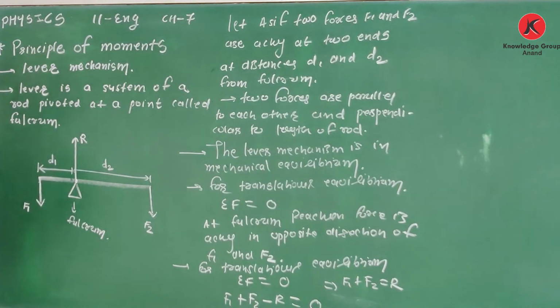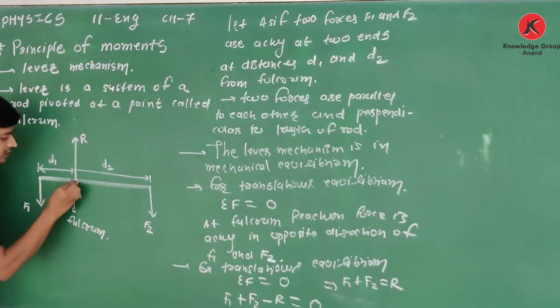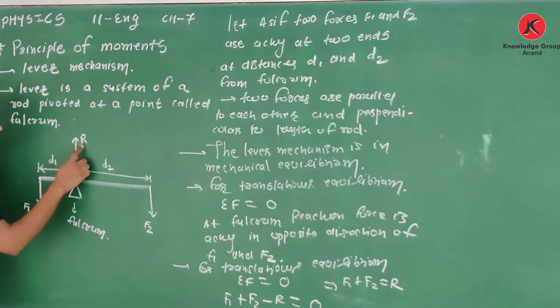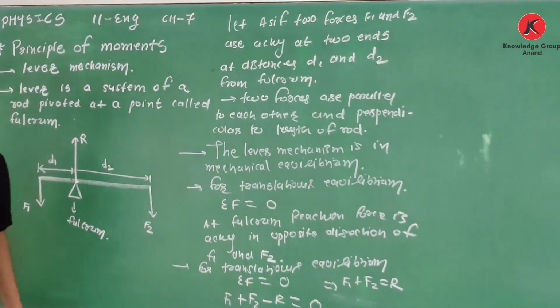We have three forces, F1, F2 and R. See, R, its line of action is passing through this fulcrum. So due to this R, no torque is produced. Simple. The line of action of this reaction force is passing through this fulcrum. So due to this R, no torque is produced because there is no perpendicular distance.